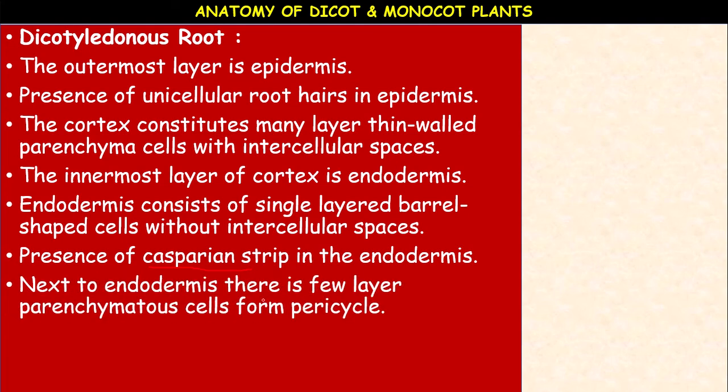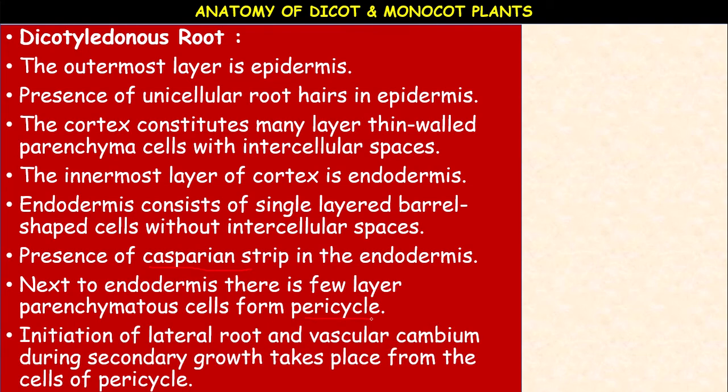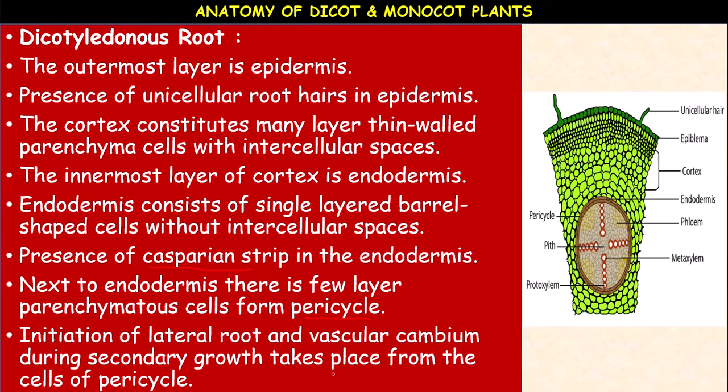Next to the endodermis, there are a few layers of parenchymatous cells which form the pericycle. The pericycle is present in the roots. The initiation of lateral roots and vascular cambium during secondary growth takes place from the cells of the pericycle. It is a characteristic feature of dicotyledonous roots only. Secondary growth we can see. So, this is the dicotyledonous root.